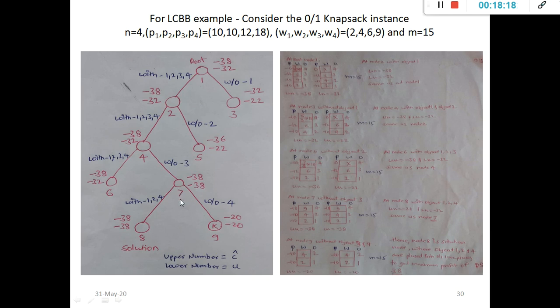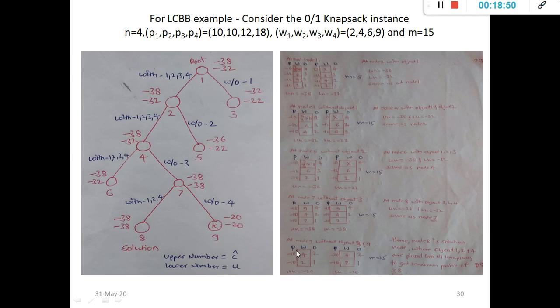Then once again you have to expand node 7, once with object 4 and once without object 4. Once with placing object 4 into the knapsack and once without placing object 4 into the knapsack. When you place object 4 into the knapsack, again you will get the same value as that of node 7. And then you have to calculate the new values of the upper number and lower number without placing object 4 into the knapsack, as shown at node 9.